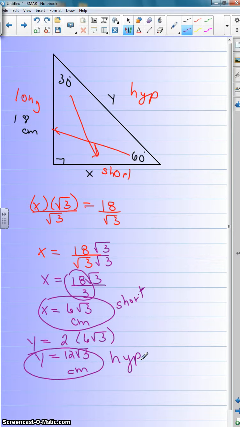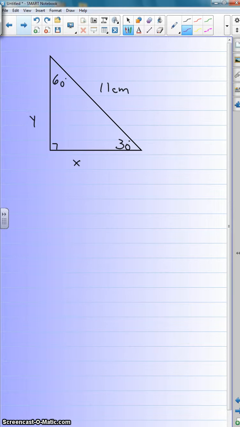Okay, let's go to a third example. On this example I have 11 centimeters, and this is my hypotenuse. Across from the 60 will be my long leg. Across from the 30 will be my short leg.